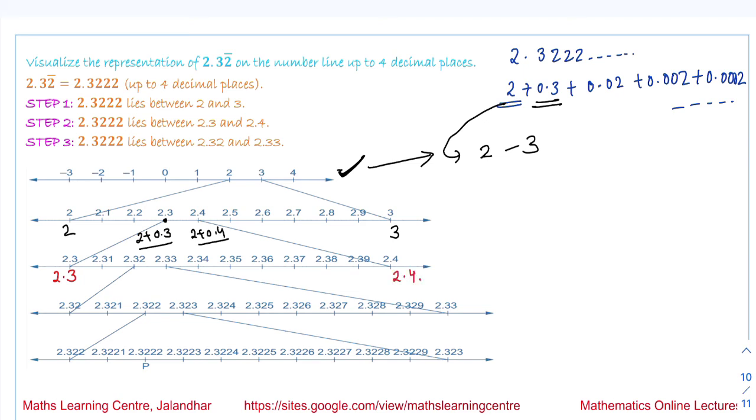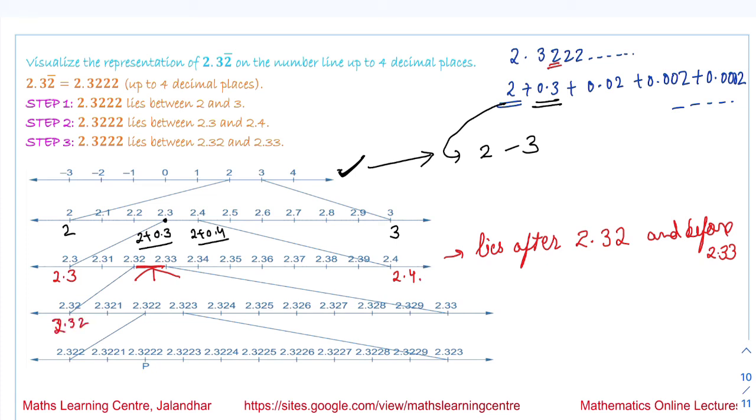Now the next thing is 3, 2. 3, 2 means our number lies after 2.32 and before 2.33. Our number lies after 2.32 and before 2.33. So we magnify this region now. This region we have magnified, and what we have obtained, this point is 2.32, this point is 2.33. Again divided it in 10 parts.